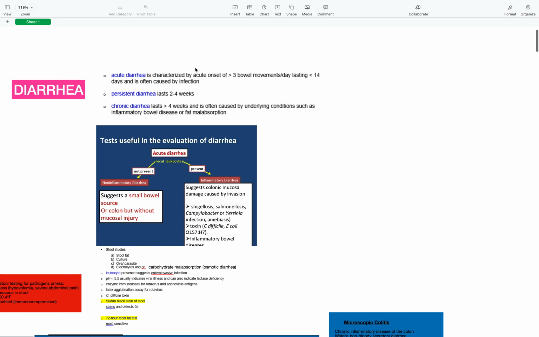So acute diarrhea is characterized by acute onset of more than three bowel movements per day lasting less than 14 days and is often caused by infection, and these infections are usually viral infections. So that is acute diarrhea. Chronic diarrhea lasts more than 4 weeks and is often caused by underlying conditions such as inflammatory bowel disease or fat malabsorption. In between the two is persistent diarrhea, which lasts around 2 to 4 weeks of duration.